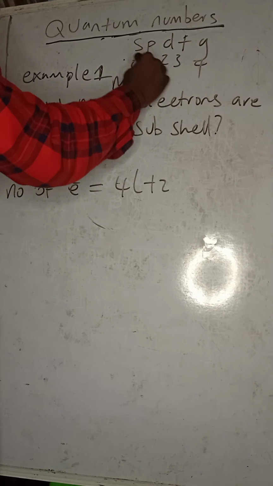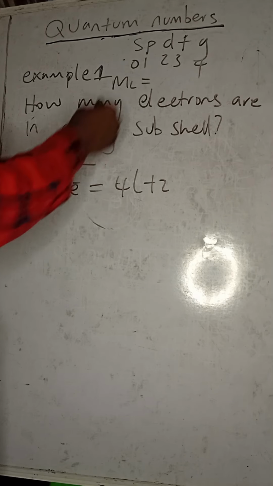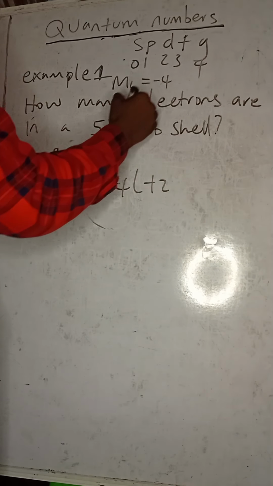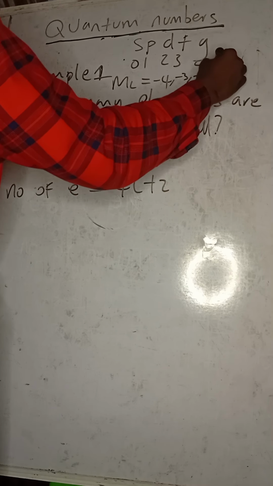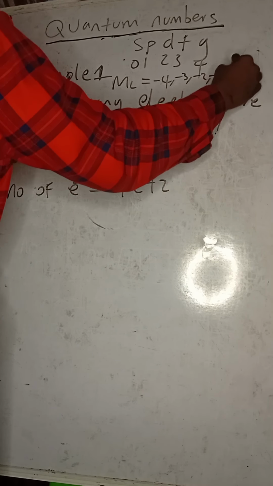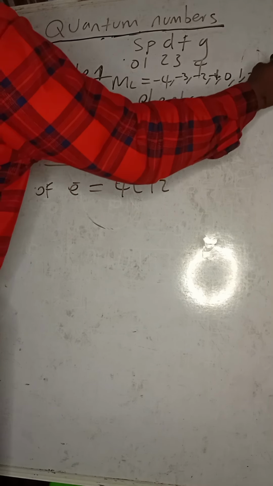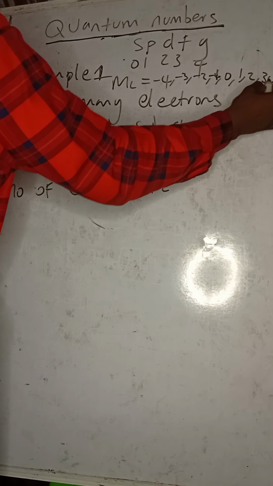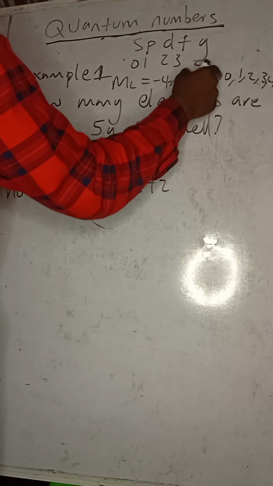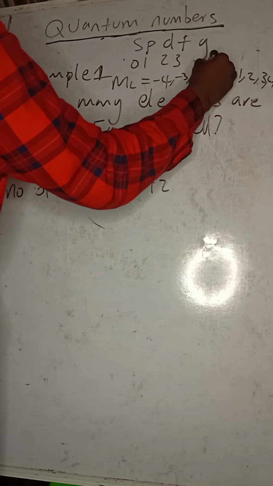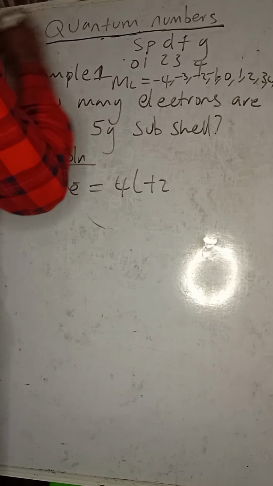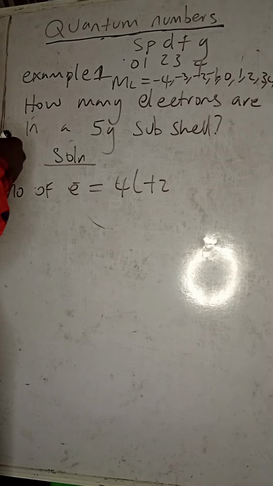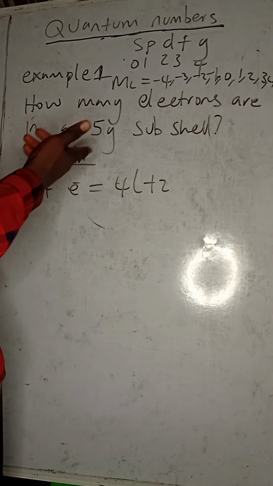Magnetic tells me orbital orientation. So magnetic will go from minus 4 to plus 4. How many orbitals? Minus 4, minus 3, minus 2, minus 1, 0, 1, 2, 3, 4. So I'm going to have 9 orbitals. There are 9 orbitals in a G subshell. Every orbital takes 2 electrons. How many electrons are there?